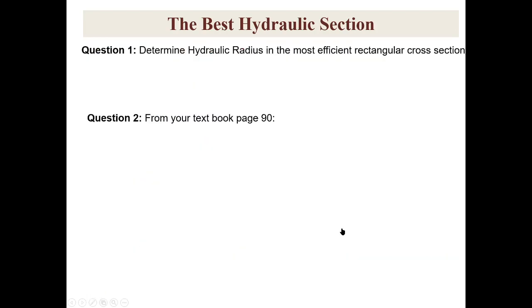Okay, now let's continue the best hydraulic cross section with a focus on the rectangular cross section, with a question. Question 1 says, determine the hydraulic radius in the most efficient rectangular cross section. It is an easy question, yes. How can we solve it? Generally, we know that hydraulic radius equals A over P.